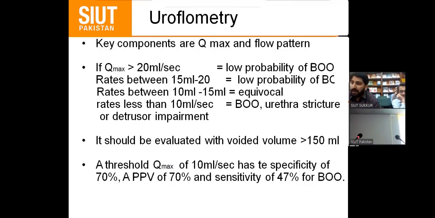A threshold Qmax of 10 ml per second has a specificity of 70%, a positive predictive value of 70%, and a sensitivity of 47% for the diagnosis of bladder outlet obstruction.